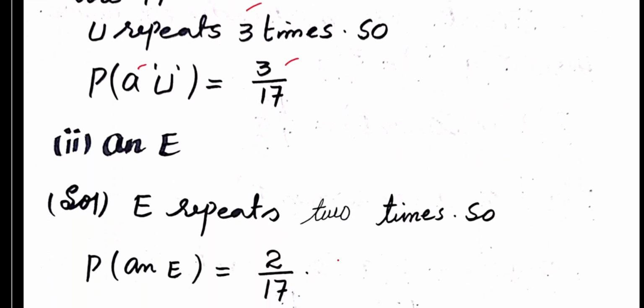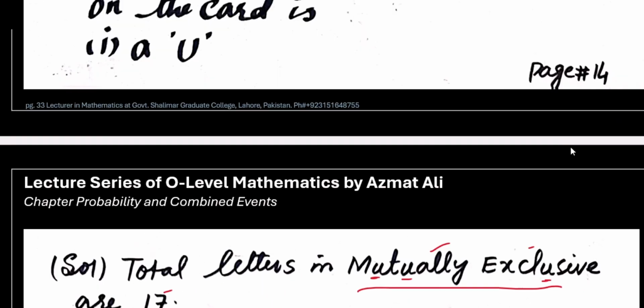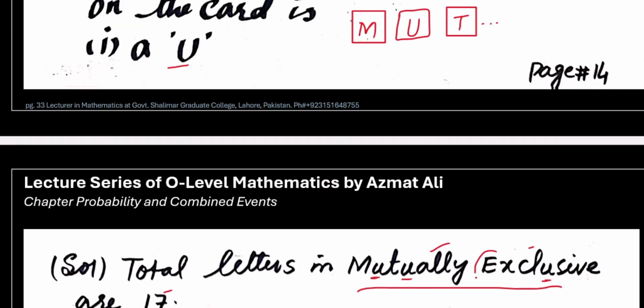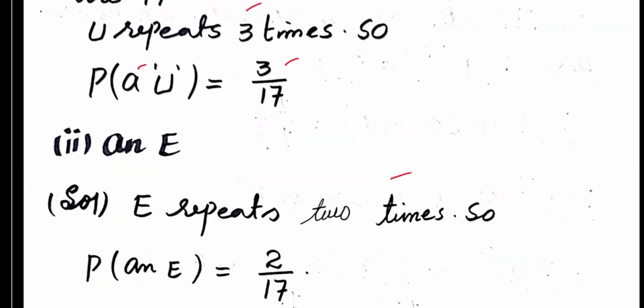Total letters in mutually exclusive: in these two words, total letters are 17. You can count here. In these two words, U repeats 3 times. This is U, and this is also U. So there are 3 times U, so probability of U is given by 3 over 17. And E repeats 2 times. First E is here in exclusive, and the second one is here. So E repeats 2 times, so probability of E is 2 over 17.